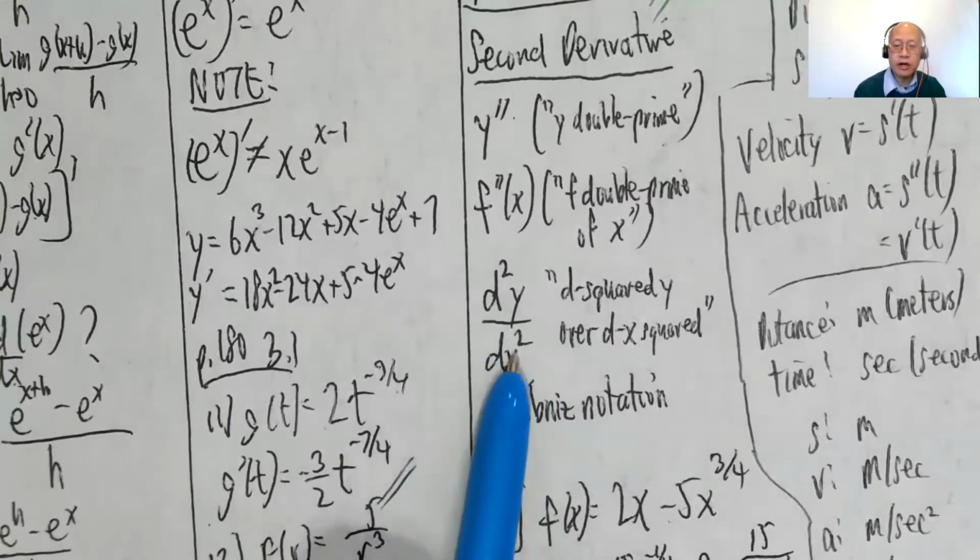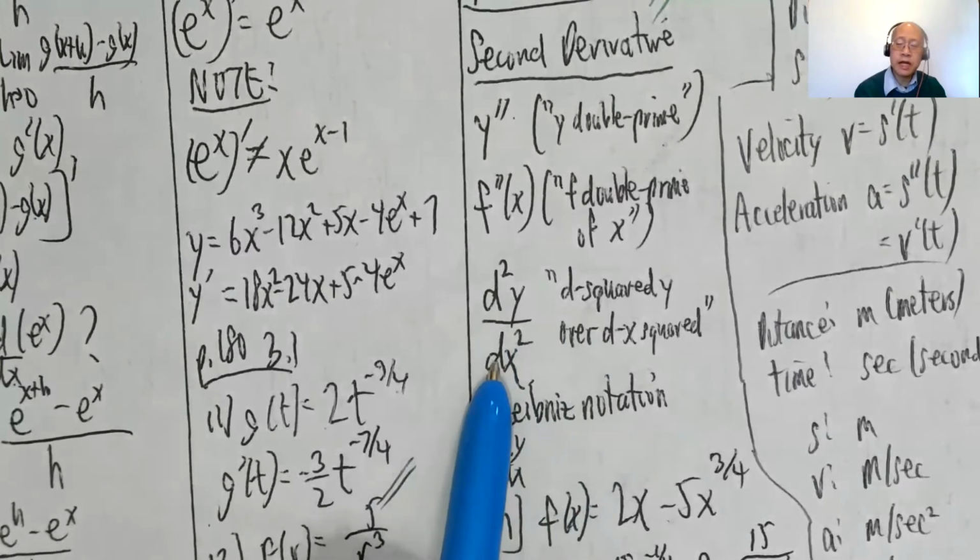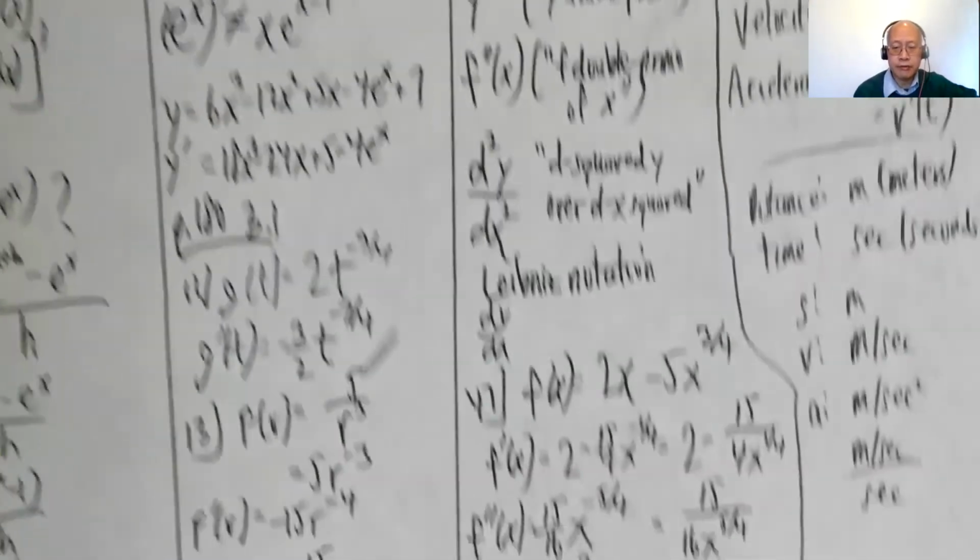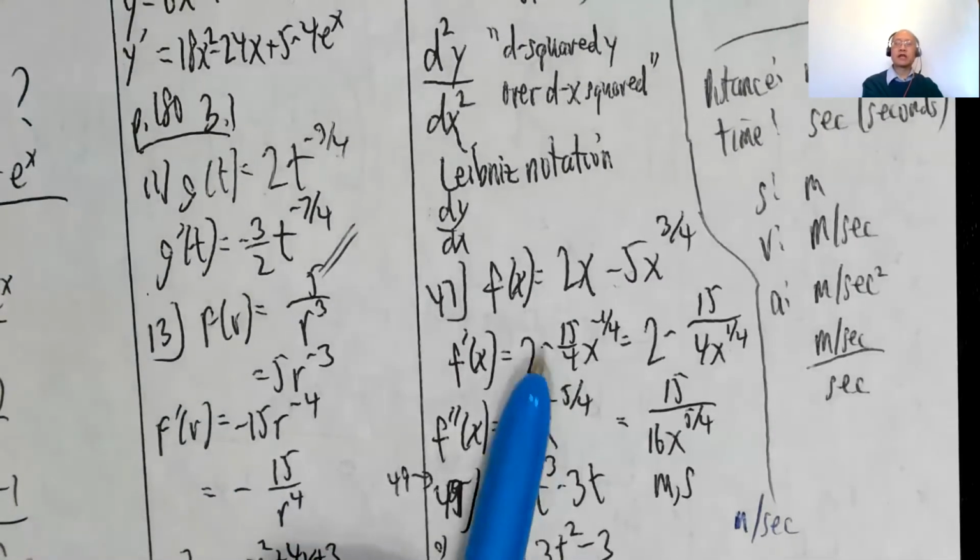It looks like d squared y over dx squared. That's what it looks like, so that's how I'm going to say it, even though you're not necessarily squaring anything. Okay, this is just another way of saying second derivative. Okay, so give the second derivative.